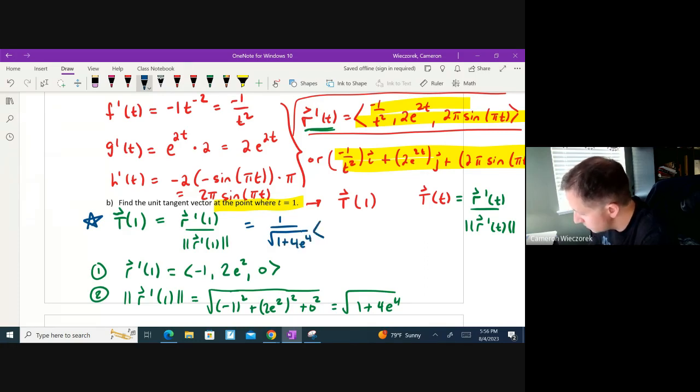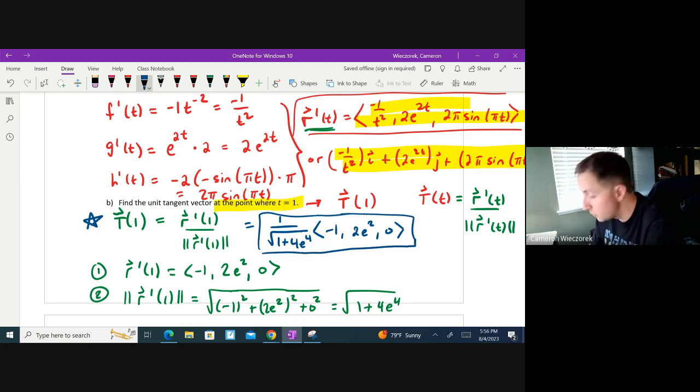Times our vector negative 1, 2e squared, 0. And you can also distribute that coefficient through if you'd like and include it with each component. That's up to you. But you can check. If you take the magnitude of this vector, you'll get 1. That'll be a unit vector.